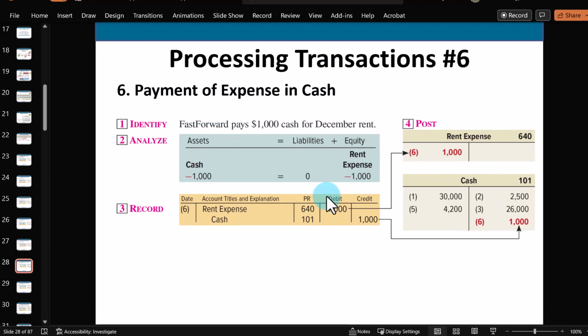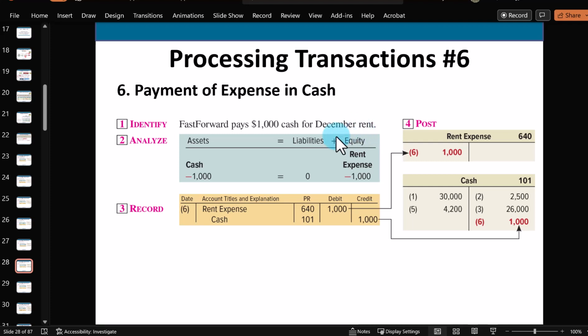Transaction number 6. I see the word pay here right away. Cash credit, yeah? Cash credit. And then the other thing is now I have to record the debit. So now I've got to read the rest of the description here. It's for rent and for the current month, yeah?